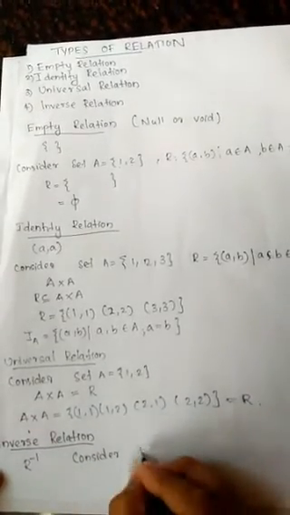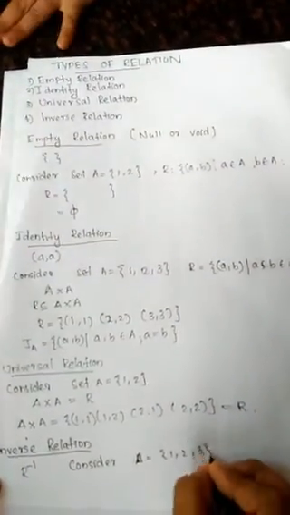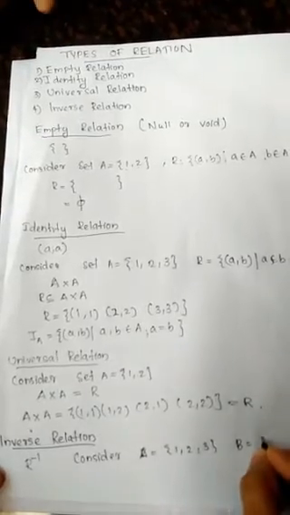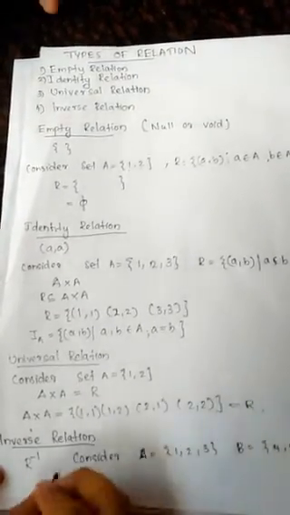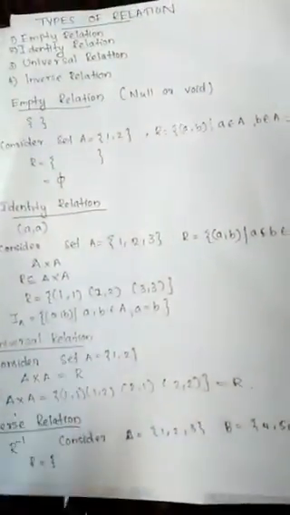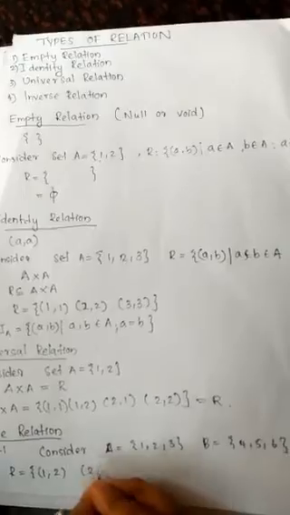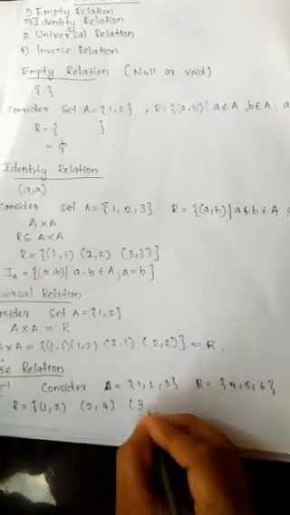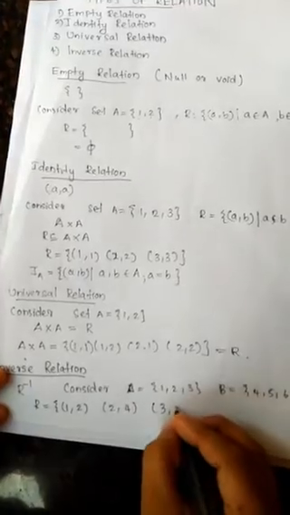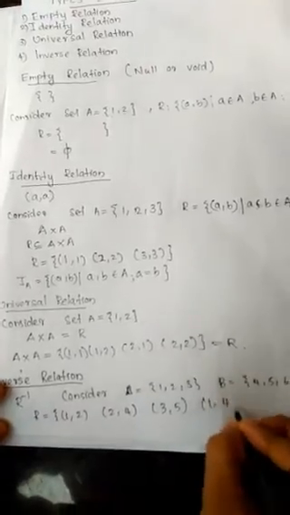Consider a relation R, where set A is equal to {1, 2, 3} and B is equal to {4, 5, 6}. Sometimes we get relations where I'm just taking a little bit, not every Cartesian product. For that: (1, 2), (2, 4), (3, 5), and likewise (1, 4), like this one I took.